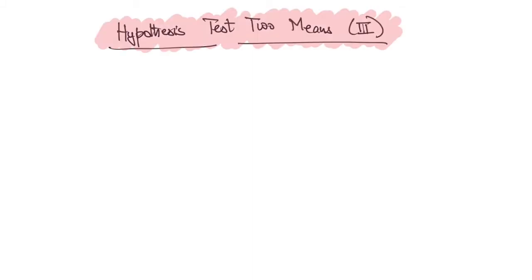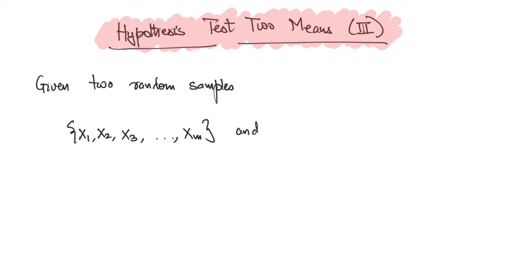Today we will talk about hypothesis tests for two means. This is part three of a three-part series for hypothesis tests. The main topic will be hypothesis tests for paired data.